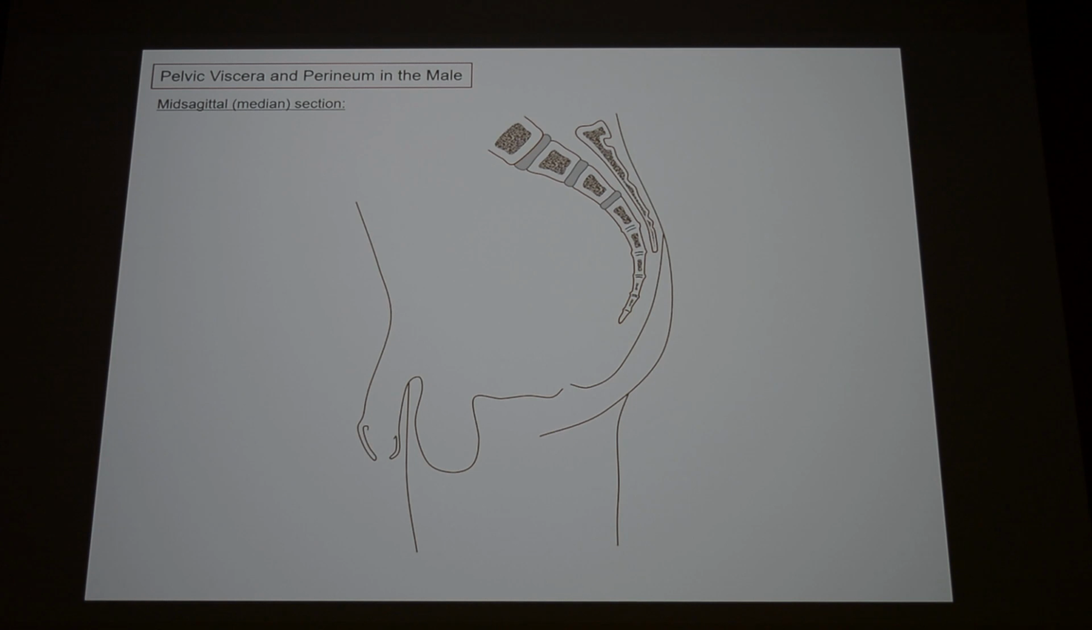So guys, we are looking at a sagittal view. What you got your attendance now?